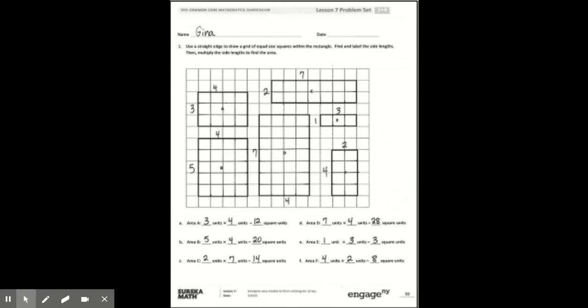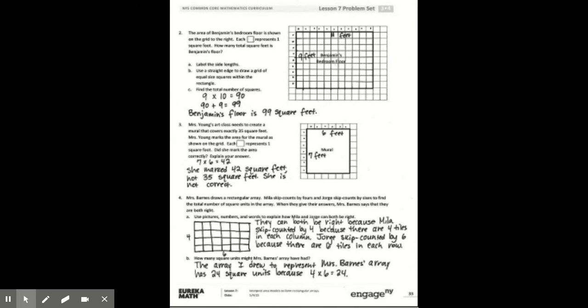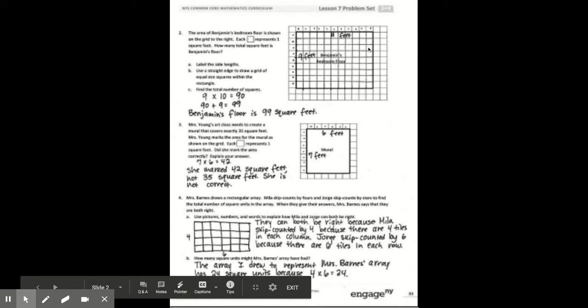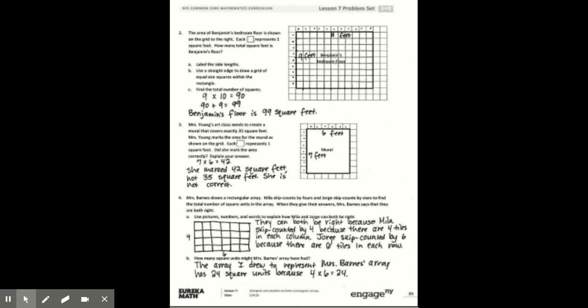And then if you turn to the second page of your problem set, which is on page 178, number 2 said the area of Benjamin's bedroom floor is shown on the grid to the right. It's over here. And yours originally didn't have all these squares drawn in it. Each square represents 1 square foot. So our unit is going to be feet. How many square feet is Benjamin's floor? So part A, this has 3 parts to it, and you need to go in those orders. Part A is label the side lengths.